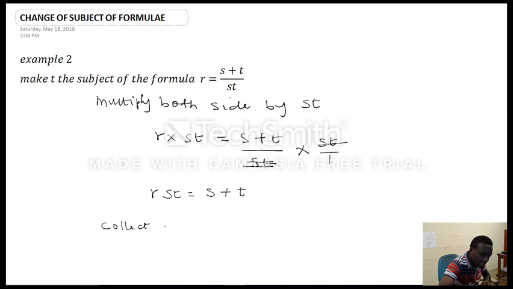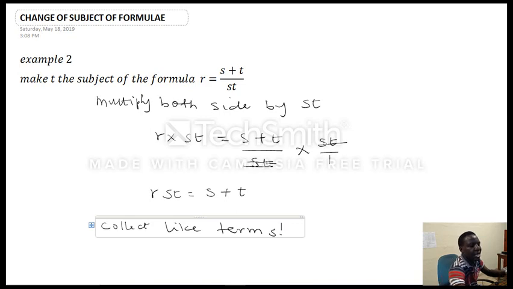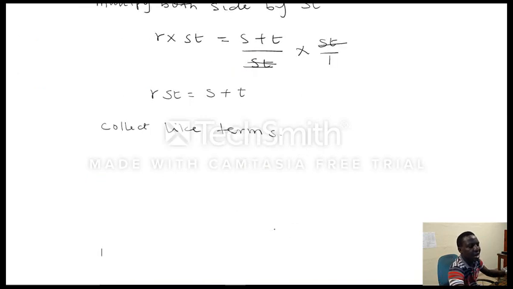So we say collect like terms, and what in this case is a like term? We have s as our like term, t as our like term. So I'm going to move t to the other side of the equation, which I have on the left hand side. I have rst minus t is equal to s plus t minus t.